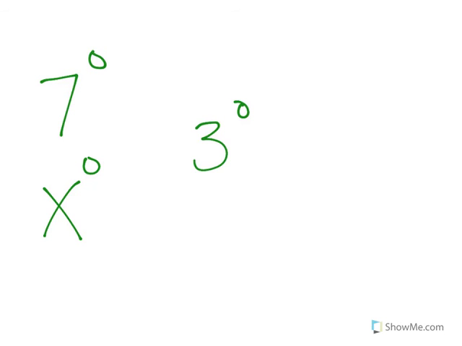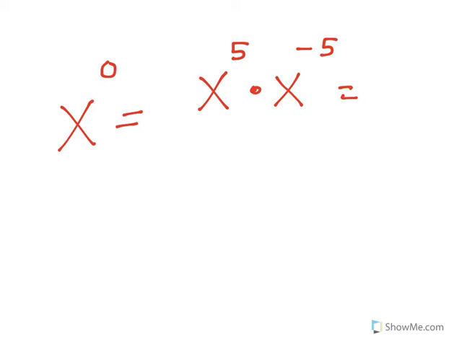Last thing to know is that anything to the 0th power, 7 to the 0th, x to the 0th, 3 to the 0th, anything to the 0th power equals 1. And you don't have to just accept that from me. I'll prove it to you right now, and I'll show you why. Let's go: x to the 0th power is the same as x to the 5th times x to the negative 5th. And why is that? Because 5 minus 5 equals x to the 0th.